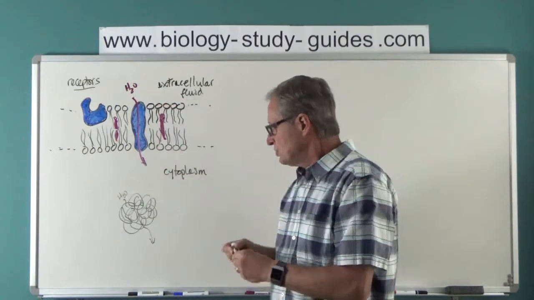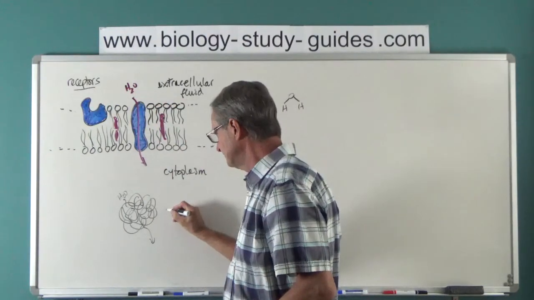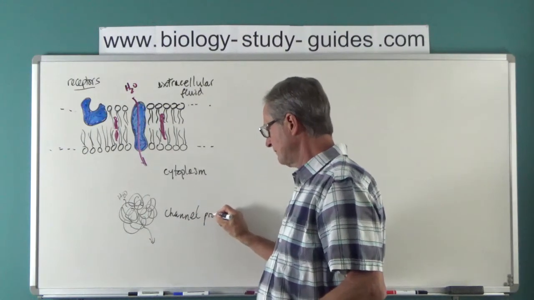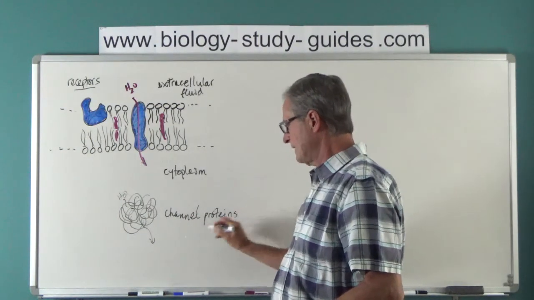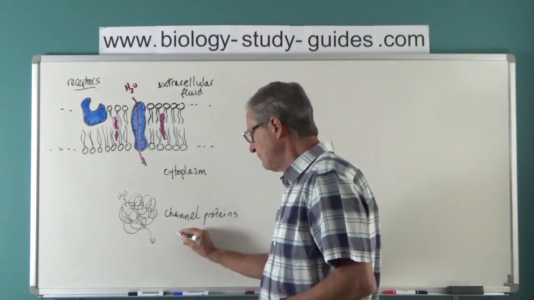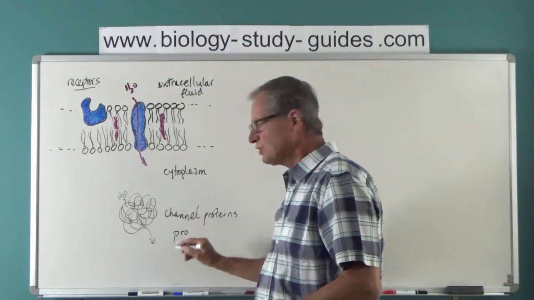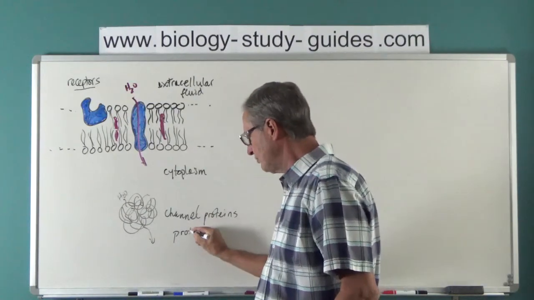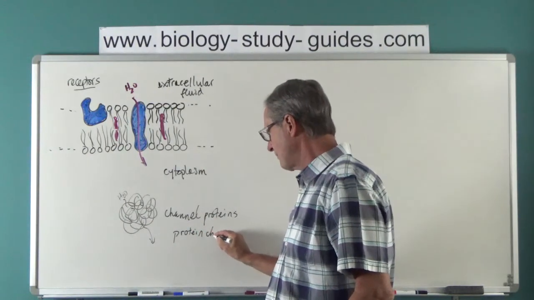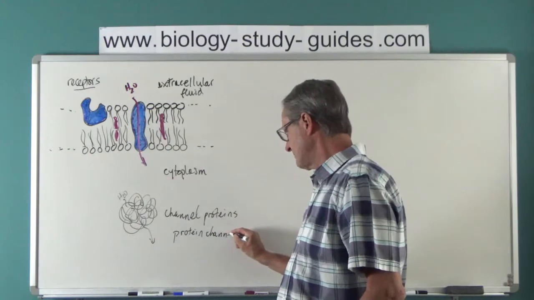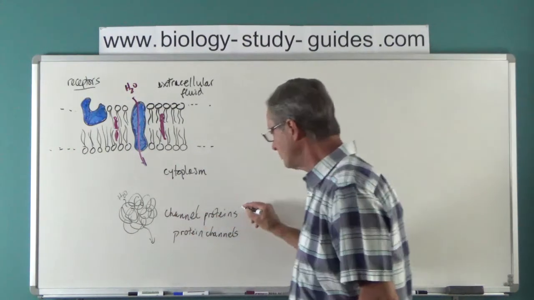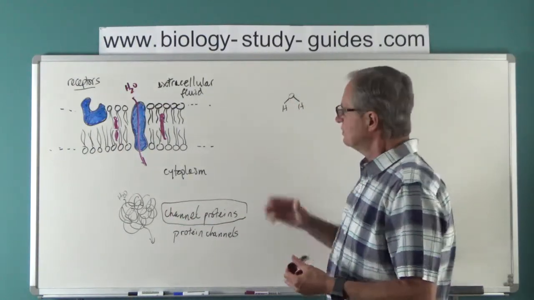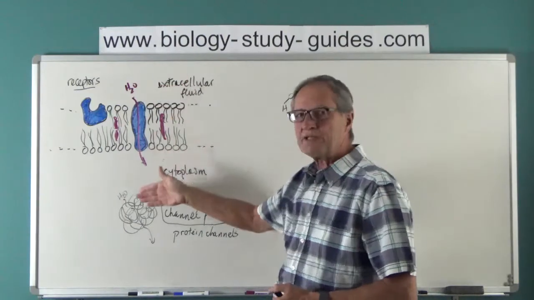These things are called channel proteins. And we talk about them being a protein channel. So it goes through a protein channel, a channel through a protein, in a channel protein. So it's kind of confusing vocabulary. But channel proteins is the name of them, and water goes through a protein channel. So water sneaks through membranes that way.